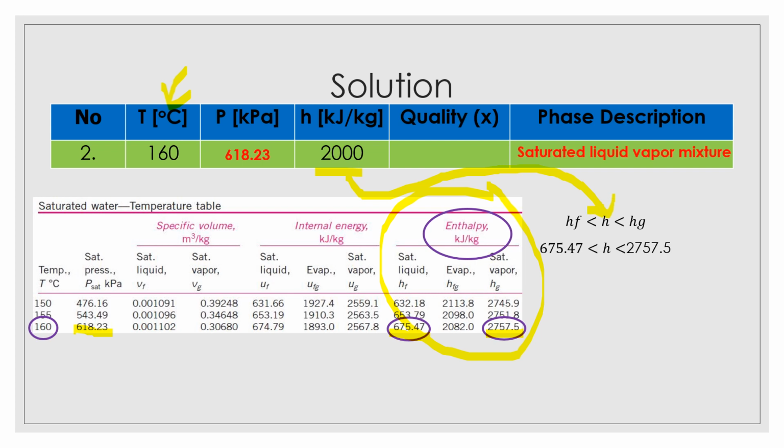we can conclude that the region, or the phase description of this property, is the saturated liquid vapor mixture, because H is in between HF and HG. Knowing that the phase is a saturated liquid vapor mixture, we determine the quality X by using the equation H equals HF plus X HFG, and insert the 2000 here, with the HF and HFG values from the table. So finally, we can obtain the X value. The final value for the quality is 0.48.